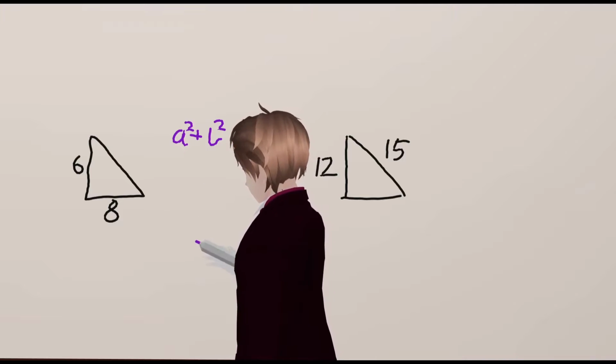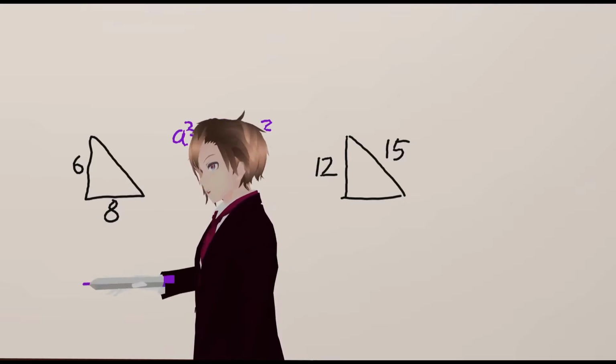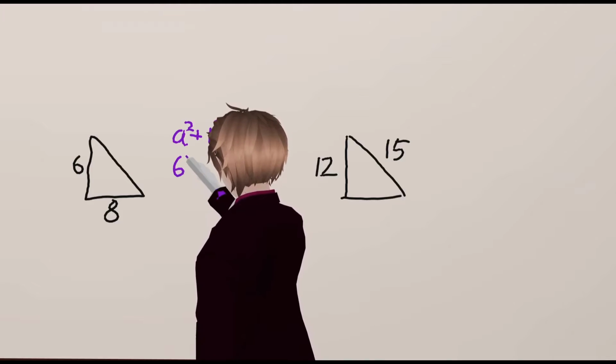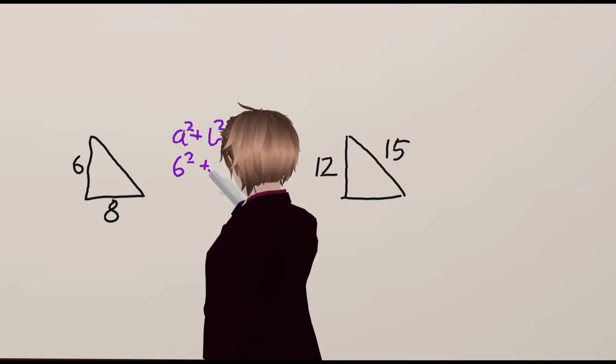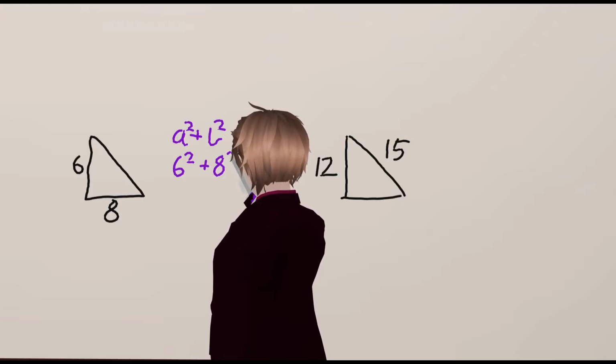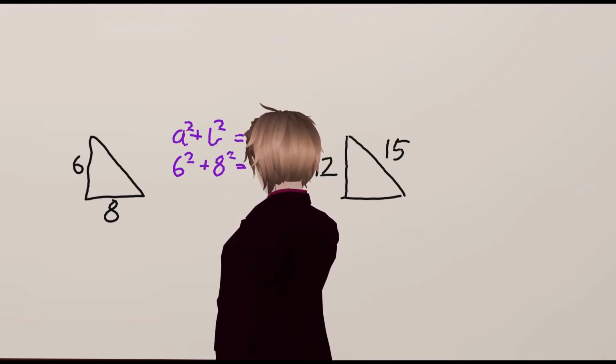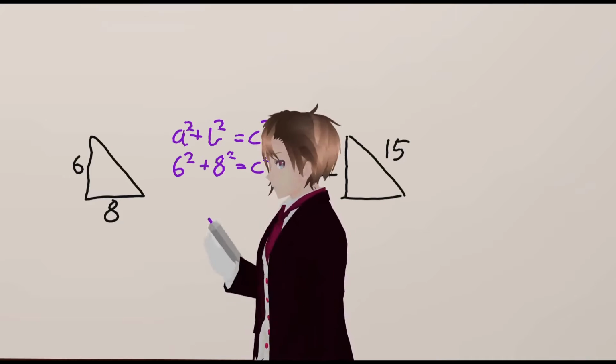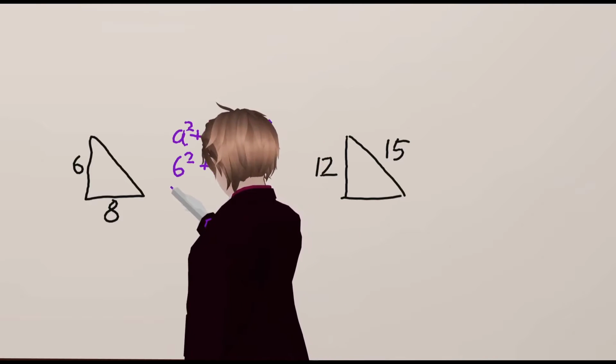So here we have A. Now I'm going to say that my 6 is my A. So we are going to do 6 squared plus 8 squared, and that's going to give me my C squared. So 6 times 6 is 36.